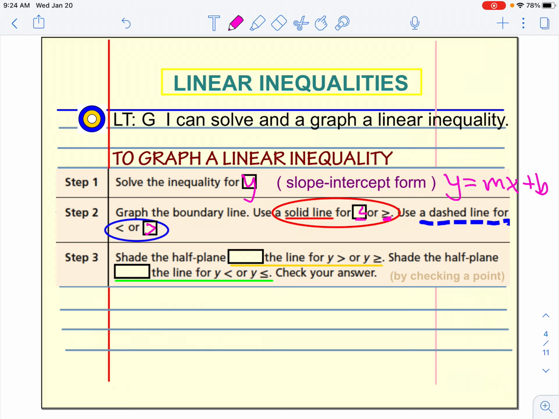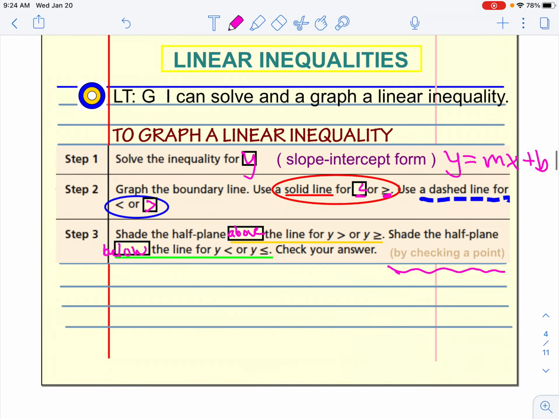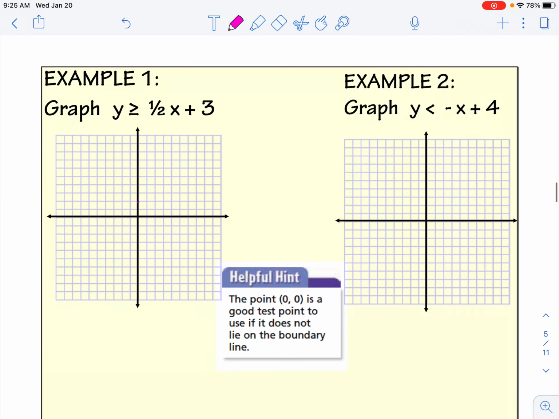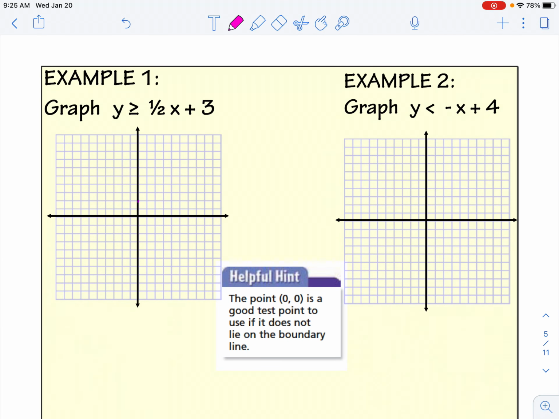Then the final thing we do is we shade the half plane, or we shade above the line for y is greater than or equal to, and we shade the half plane below the line if it's less than or equal to. And then we can check our answer by checking a point and plugging it in to make sure it's making that inequality true. So we can pick a point that's part of the shaded region to make sure it's true. And sometimes we choose to pick a point that isn't and make sure it's not true, so that we can tell if we've shaded the right place or the right half plane.